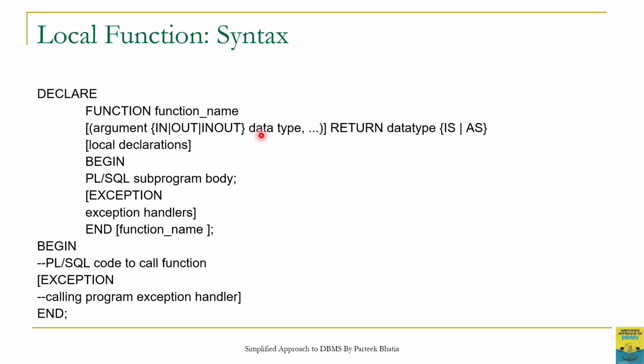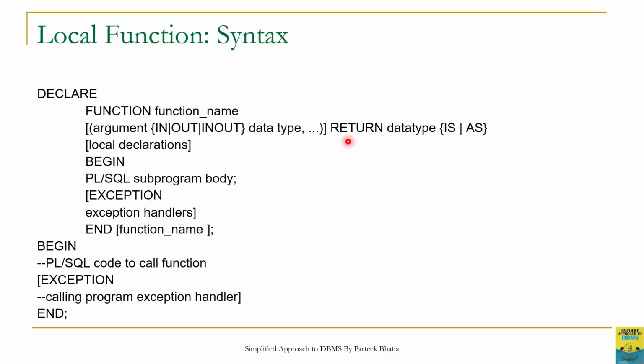Then we have to specify the data type of argument, and you can see that we can specify any number of arguments. Arguments are written in square brackets. It means it is optional to specify arguments in a function. It means we can create a function without any argument also. As discussed earlier, it is compulsory for a function to return a value.